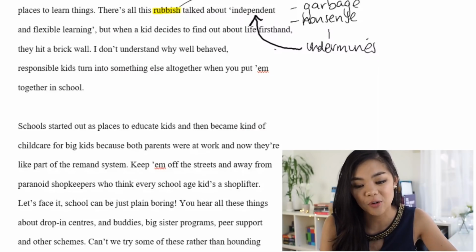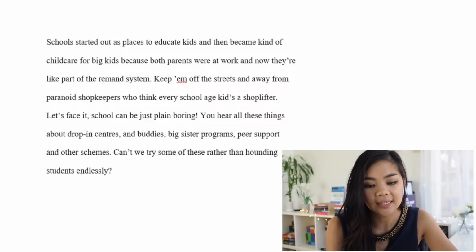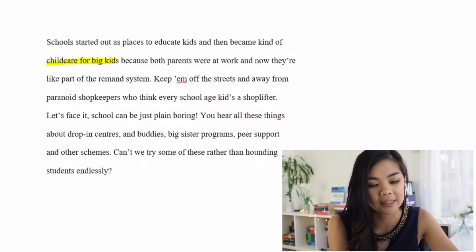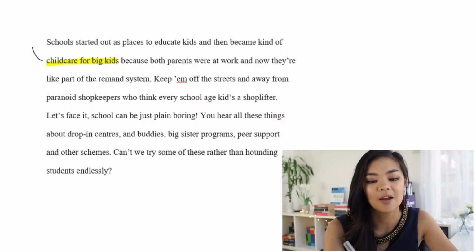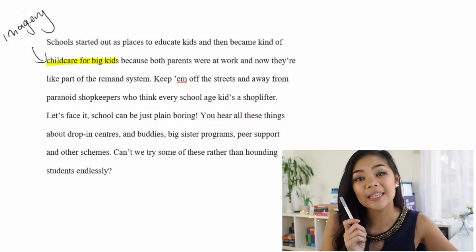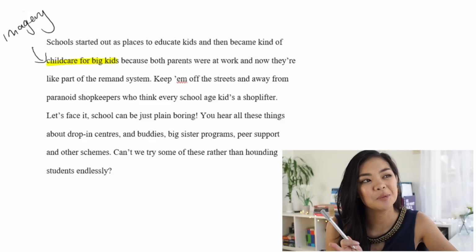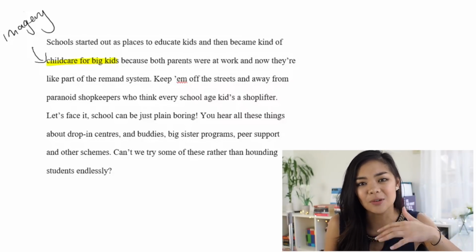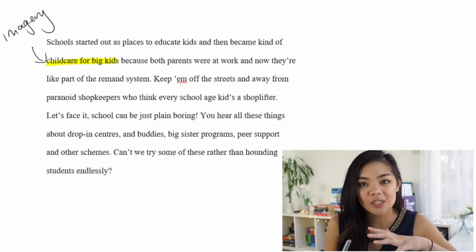Let's move into our final paragraph. So he says now that school started out as places to educate kids and then became kind of a childcare for big kids. Like the imagery there, I would say imagery. You don't have to use imagery. You could say negative connotations, you could say metaphor, you could label it whatever you want. For me, I get this picture of a childcare with really old kids, so like teenagers running around in the cradles, kids in cots, playing with little games, and it's just nonsensical.